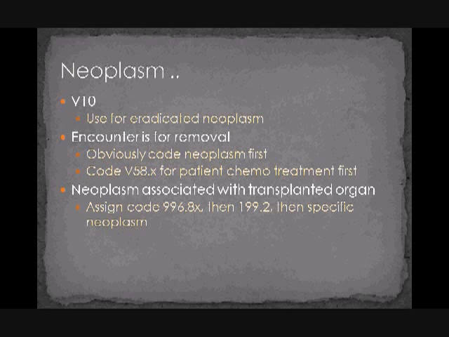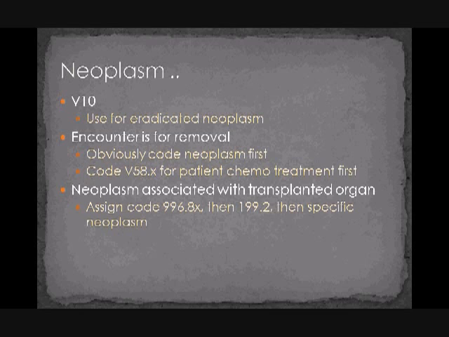If the person has an encounter for the removal, obviously you code the neoplasm first, and then if the person is receiving chemo, you also do the chemo code, which is V58.11. Now here's another weird thing too, and I guess it's not weird. Let's say you receive a kidney as a donation. Let's say 2, 3, or 5 years passed, and that donated kidney now becomes cancerous.